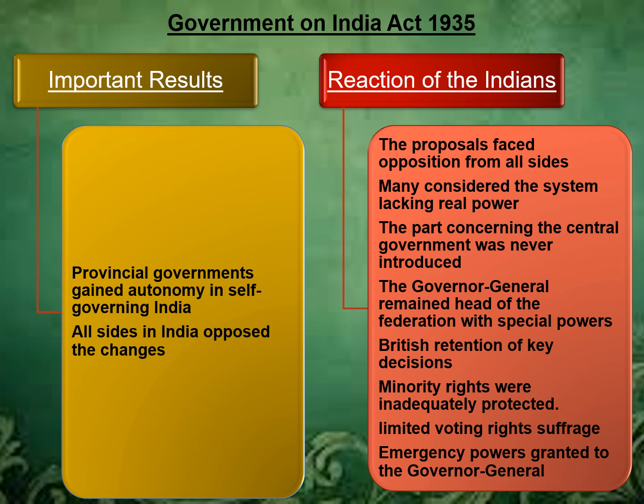The Governor General remained head of the Federation with special powers in external relations and defense, while provincial governors had authority to dismiss ministers and even dissolve the entire administration, and both designations were only for the British. British retention of key decisions related to external relations and defense was seen as a drawback. Minority rights, particularly those of Muslims, were inadequately protected, and the property qualification limited voting to only 25% of the population, so it was very low. One more thing: emergency powers granted to the Governor Generals further undermined the appearance of Indian empowerment.